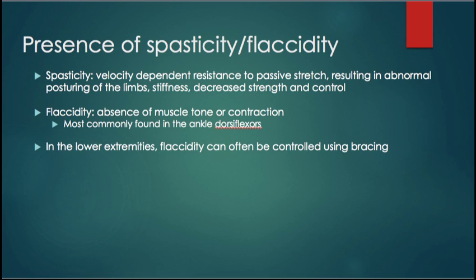Flaccidity is a complete absence of muscle tone or contraction, and in stroke is most commonly found in the ankle dorsiflexors. Later on in the lecture, I'll show you some video on how flaccidity in the ankle dorsiflexors can affect someone's ability to walk. In the lower extremities, though, it's important to remember that flaccidity can often be controlled using different types of bracing, which will be addressed later.